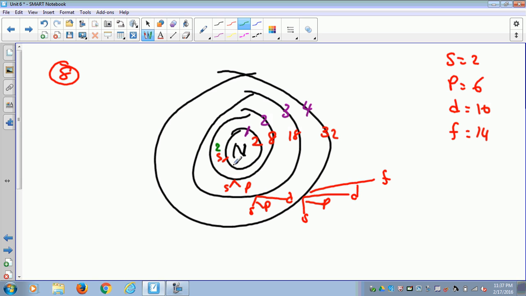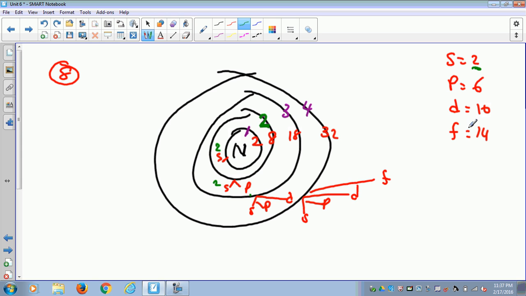Then I jump up to the higher energy level, which is energy level 2. Energy level 2 has S and P. S can take 2, so I put 2 in here, so that makes it 4. I have 4 more to go.